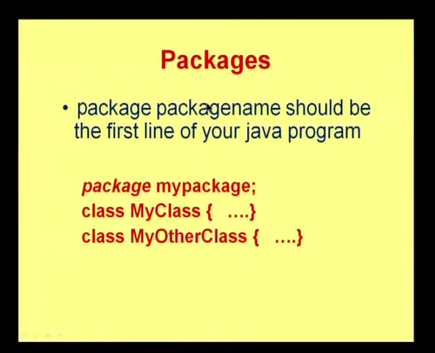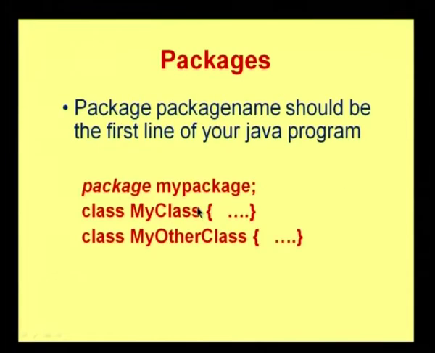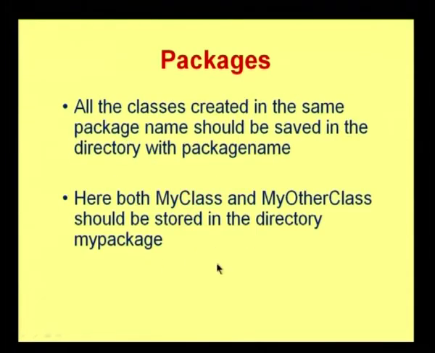So, it means that whenever I have a .java file, the .java file's first line of code should be package and the package name. Package is the keyword, and for the package name you can give any name, provided it starts with lowercase. Once I have given the package, I write all the classes within that. So, all the classes belong to that particular package. All the classes created under the same package name should be saved in the directory with the package name. Here both my class and my other class should be stored in the directory my package.